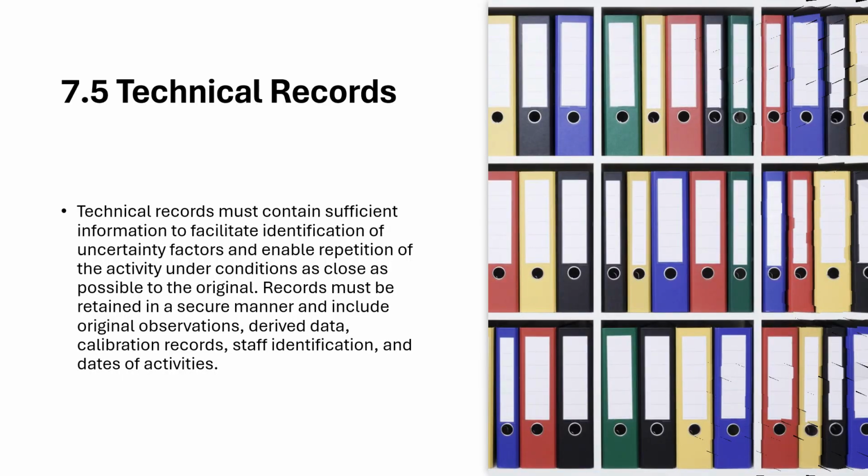Clause 7.5, that is technical records. Now, the technical records must contain sufficient information to facilitate identification of uncertainty factors and enable repetition of the activity under conditions as close as possible to the original. Records must be retained in a secure manner and include original observations, derived data, calibration records, staff identification, and dates of activities.